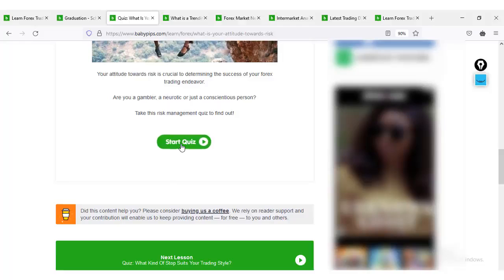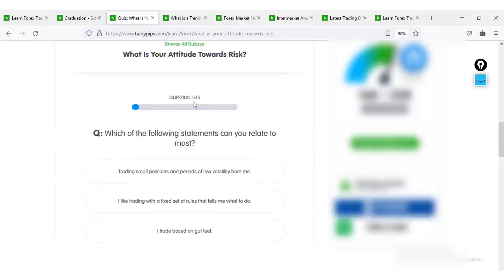Let's start the quiz. I'm not sure you also want to go through this. It's got 15 questions. I'm going to pause, and after taking the whole quiz, I'll get back to you guys. So which of the following statements can you relate to the most? Trading small positions and periods of low volatility bore me. I like trading with a fixed set of rules that tells me what to do. I trade based on gut feel.